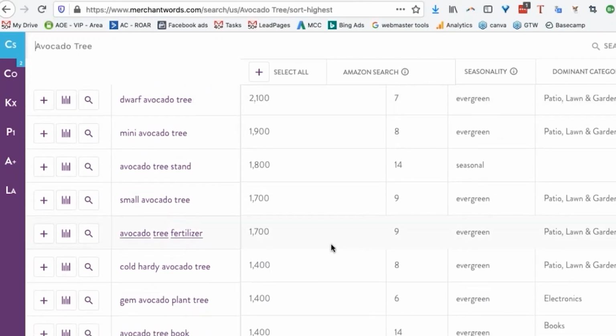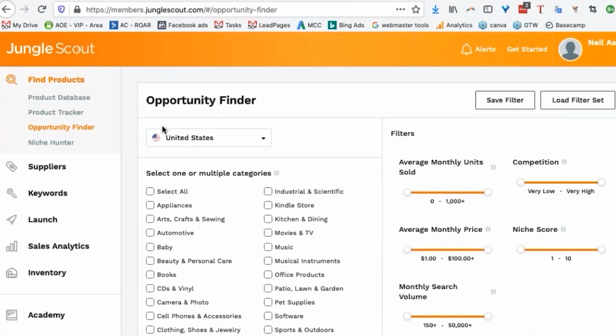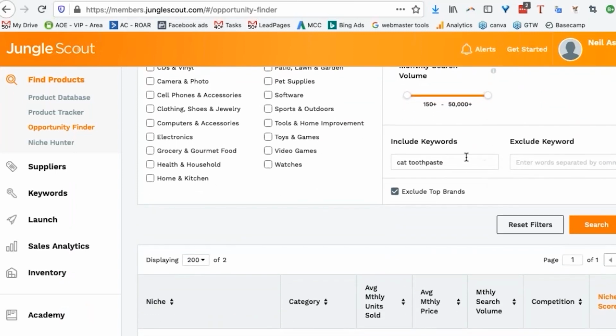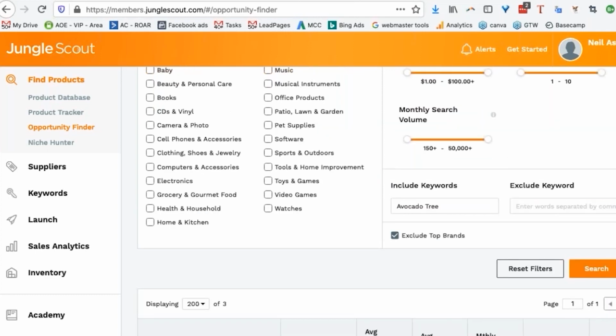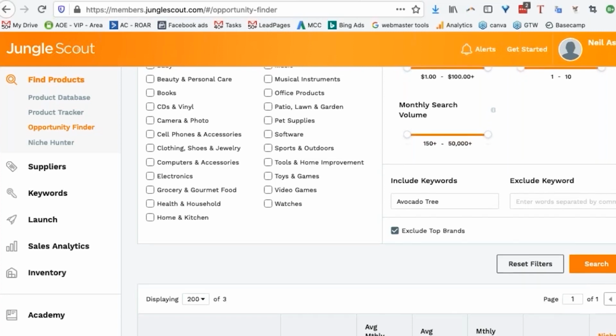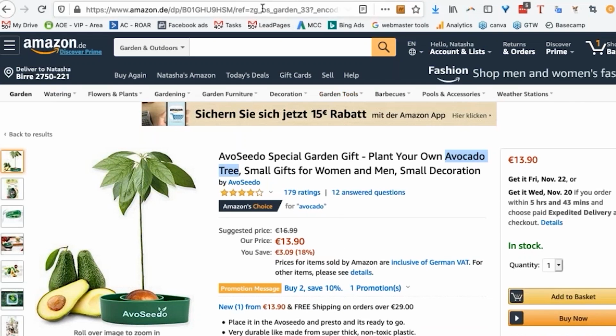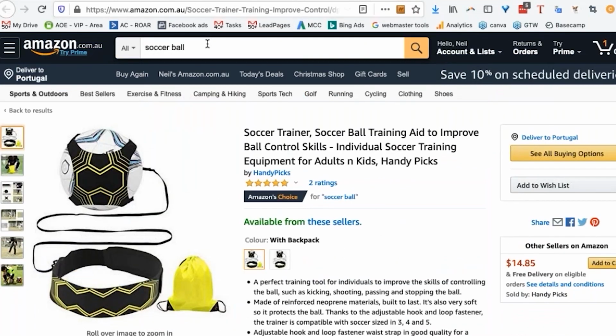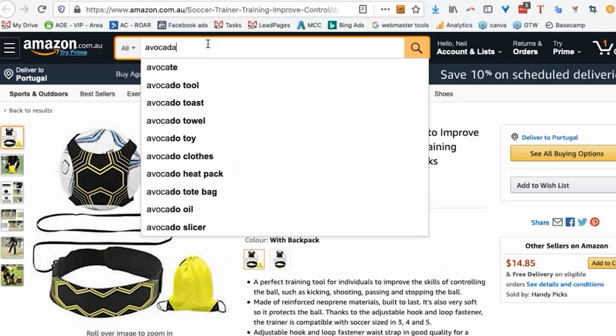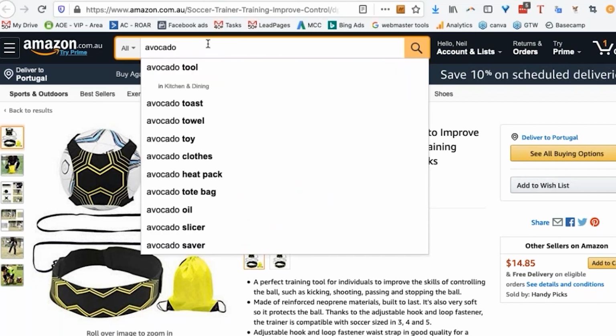Small avocado trees. Let's just try Jungle Scout. That's very interesting. Avocado search. Hass avocado tree starter kit, 419 sold. Let's have a look. Oh yeah, I'd probably do that. Let's have a look at Amazon Australia and see what they come up with. I love selling things that I'm really into.